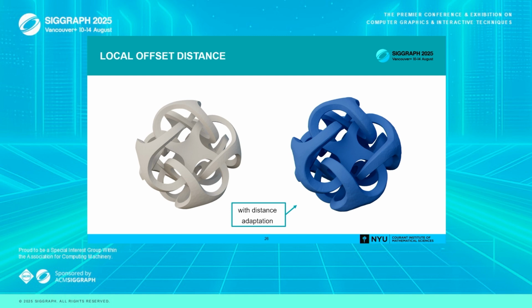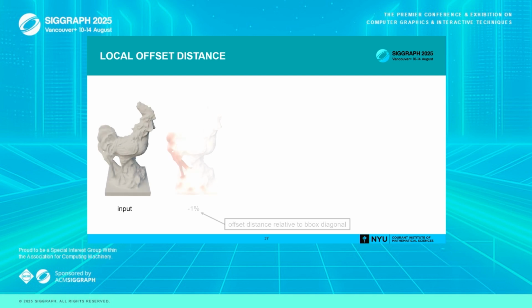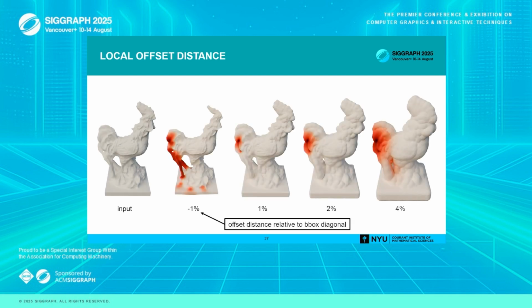You don't really see the local part in that example, so let me show you another one. This rooster has some tunnels in between the feathers on its tail. And as you can see, the distance is just locally adapted. The local adaptation is here colored in red. And other areas like the head can reach the target distance without any issue.